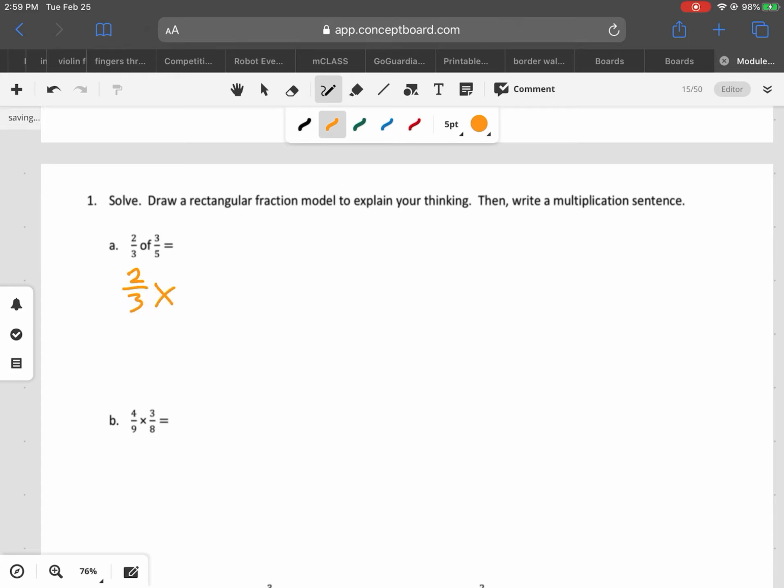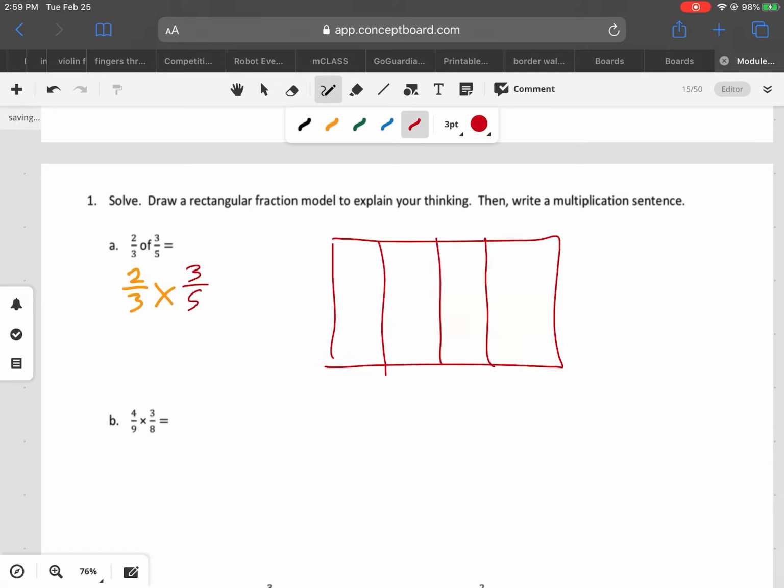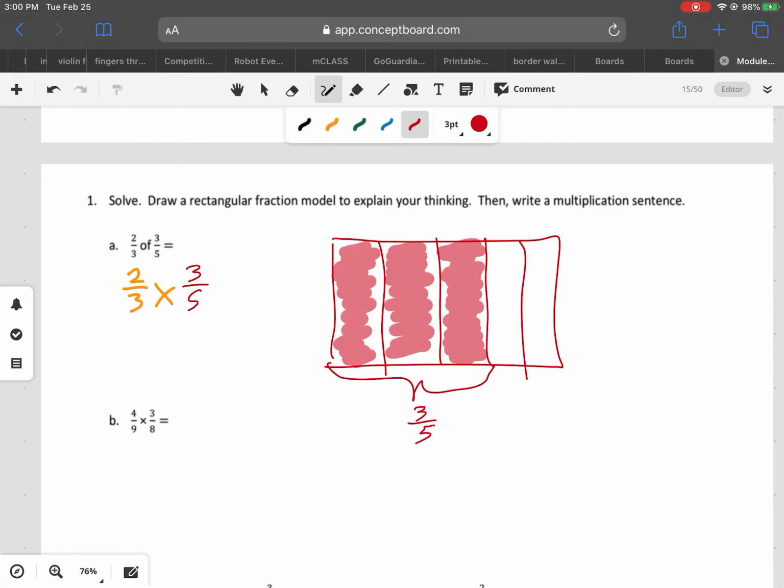Alright. So I'm going to go ahead and write the multiplication sentence. 2/3 times 3/5. So it's 2/3 of 3/5. So the first thing I'm going to do is draw my 3/5. I'm going to divide this into 5 sections, and I'm going to shade in 3 of these. And that gives me my 3/5.